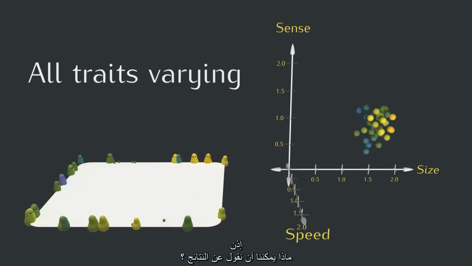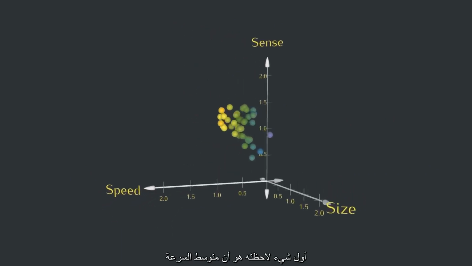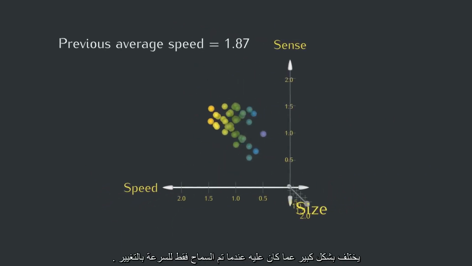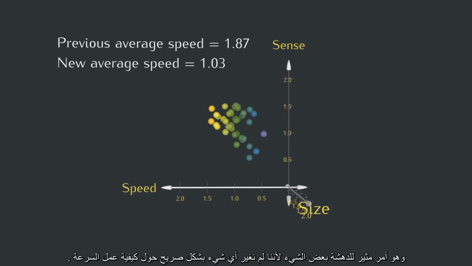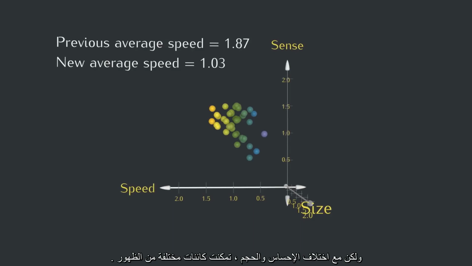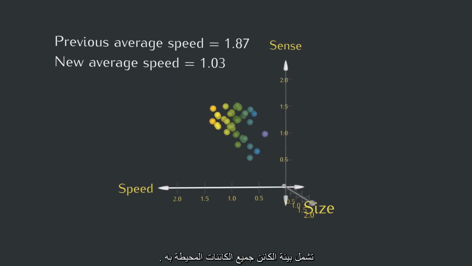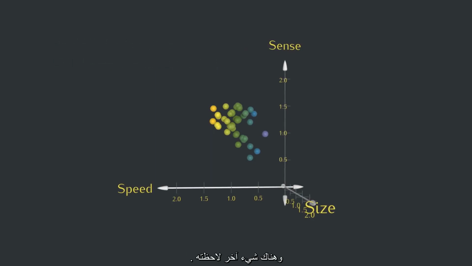So what can we say about the result? The first thing I notice is that the average speed is significantly different from what it was when only speed was allowed to vary, which is a little bit surprising because we didn't explicitly change anything about how speed works. But with sense and size able to vary, different creatures were able to appear. A creature's environment includes all the creatures around it, and for whatever reason, speed just wasn't as valuable this time around. And there's one other thing I notice.